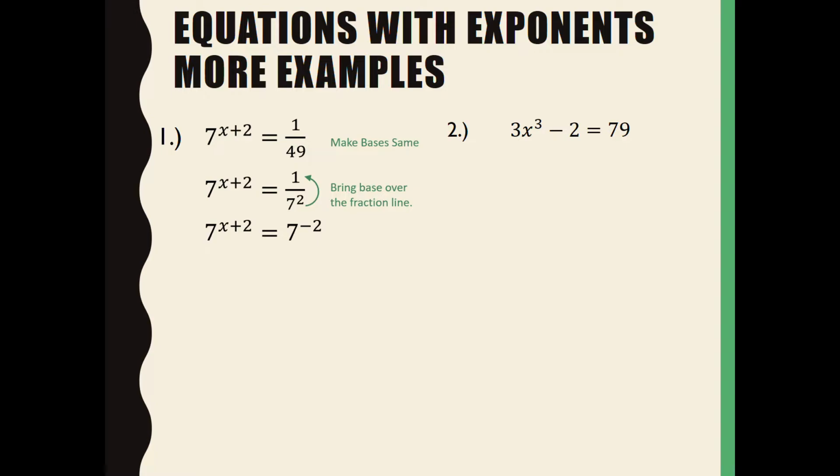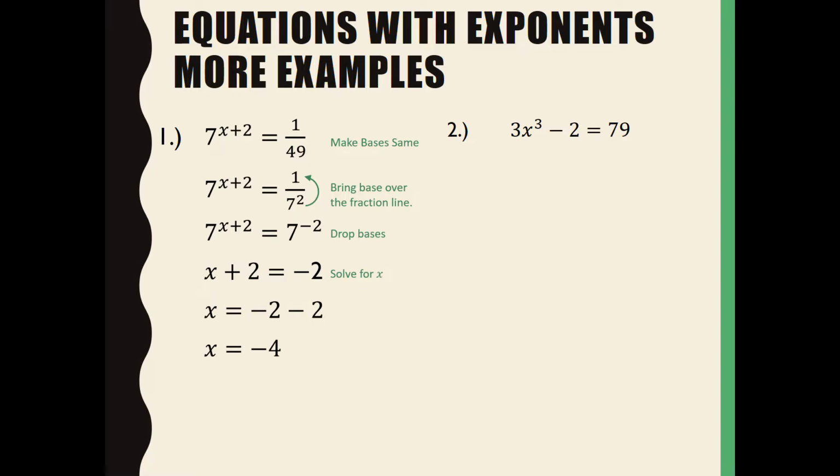Now they're both numerators, both of their bases are 7, so I can drop their bases. So I'm going to have x plus 2 is equal to negative 2. And from there I can just solve for x. So I'm going to bring the 2 over and subtract it. x is equal to negative 2 minus 2, which is negative 4.